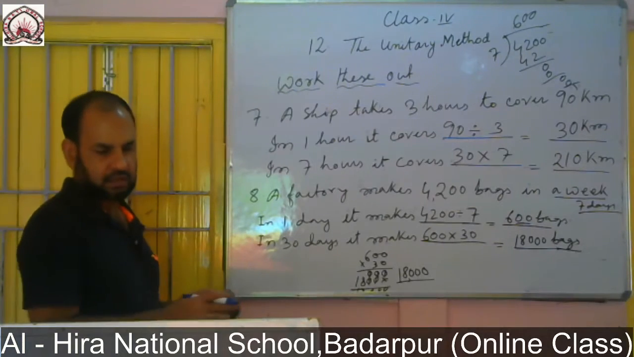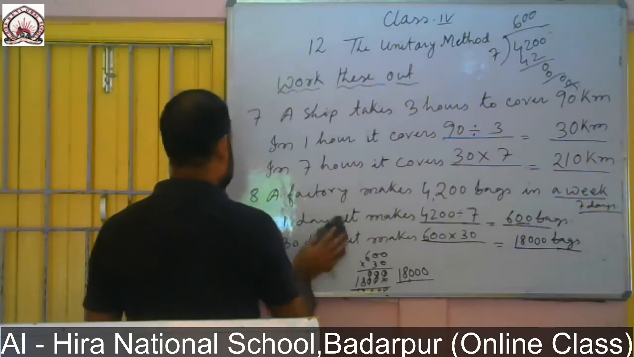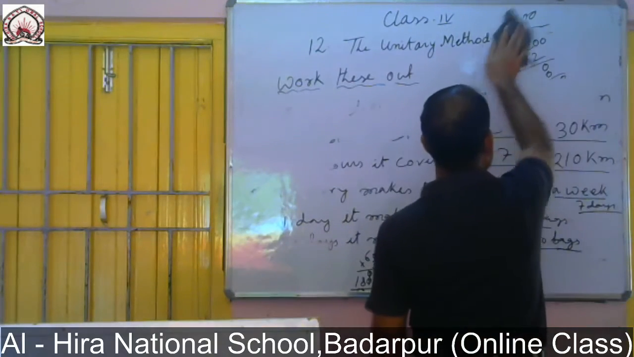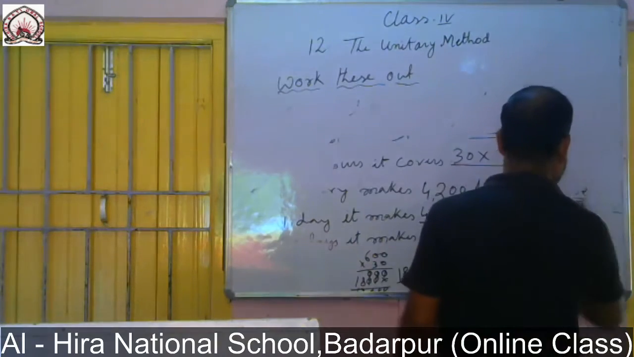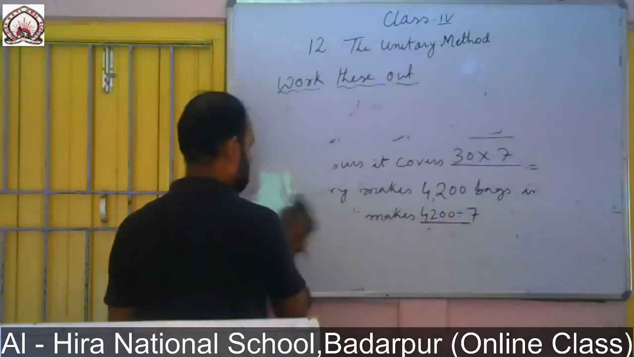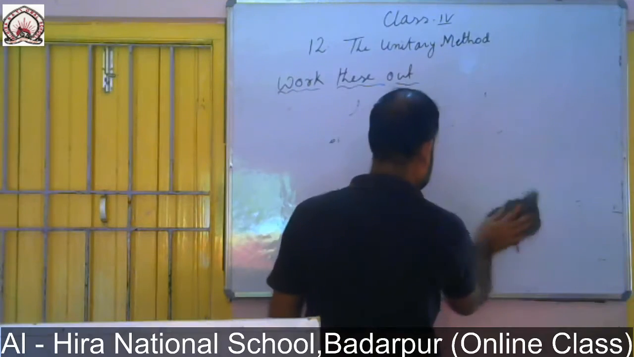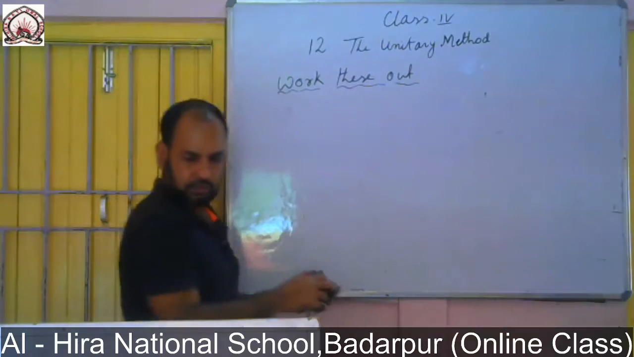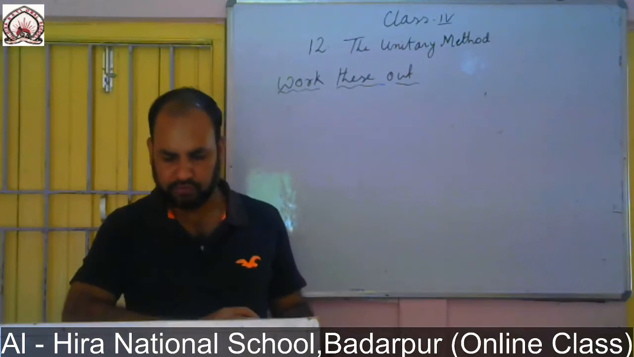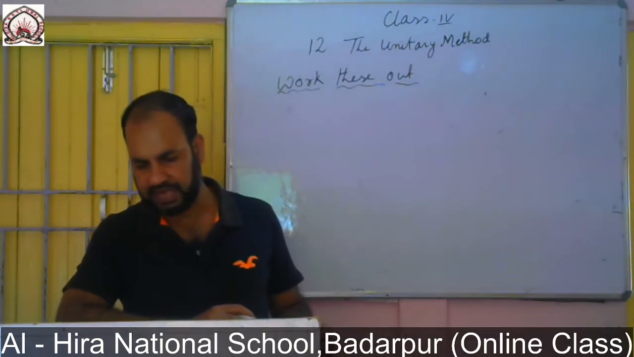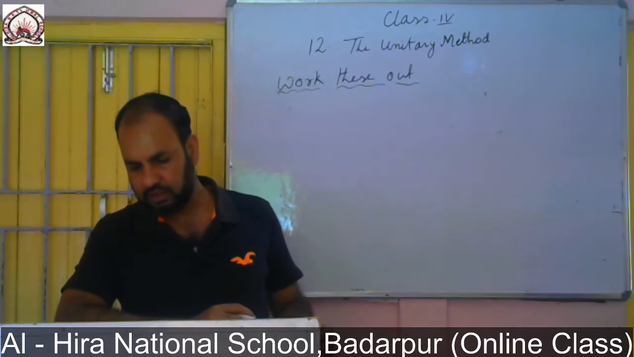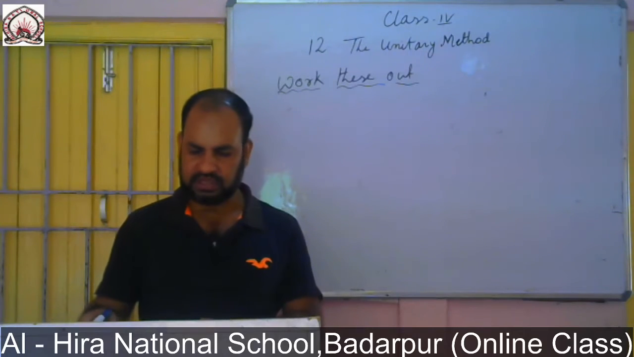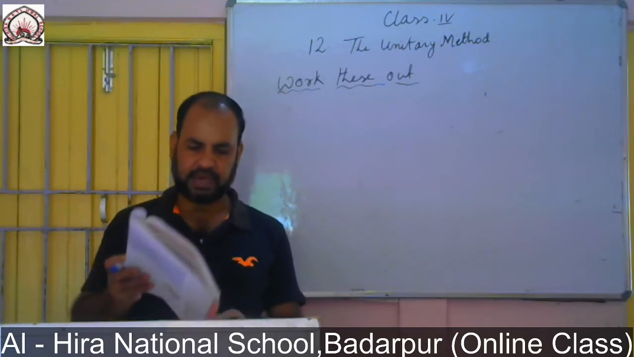Next, question number 9. A tailor used 4 meter of cloth to make 2 pairs of pants of the same size. He makes 1 pair with dash. He makes 7 pairs with dash.